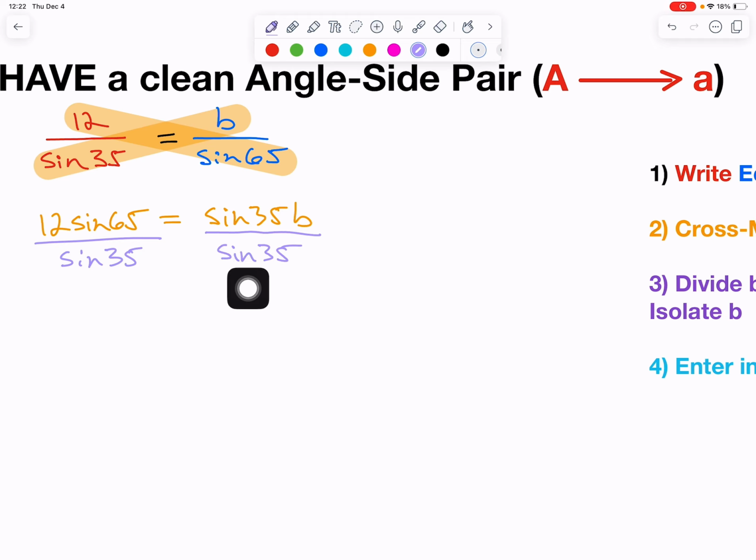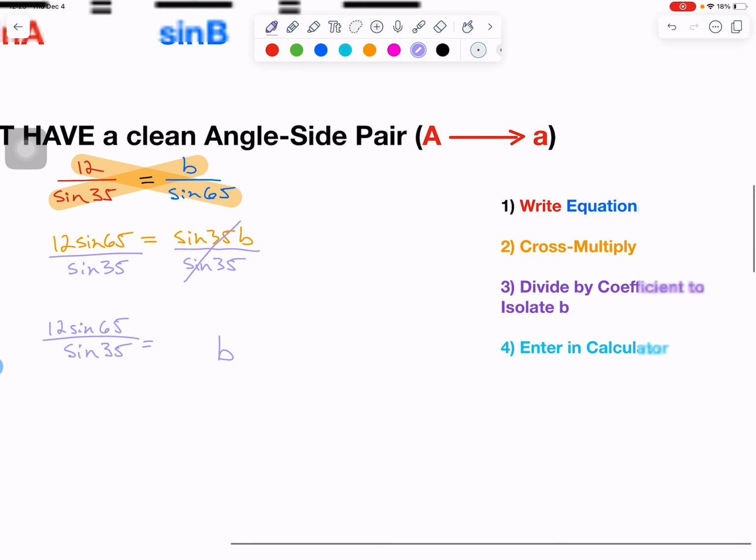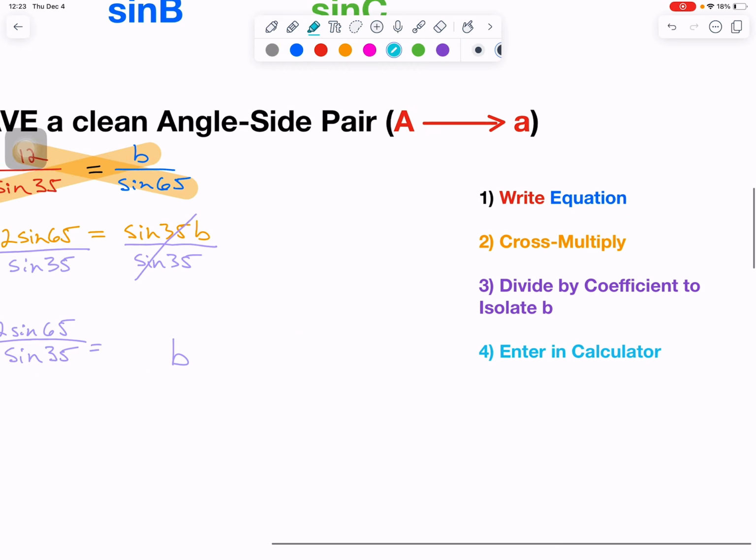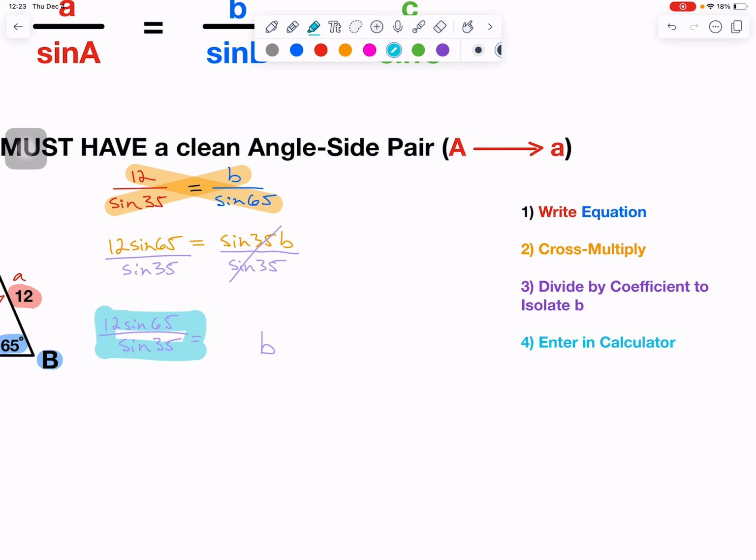All right, sine 35 over sine 35, that's going to give us our awkward sideways one, but it just leaves us that b by itself. Now from here, you can just plug this into your calculator. I'm just going to rewrite it for the sake of the steps. So b equals 12 sine 65 over sine 35. That's saying, oh, I completed the entire step. And again, it's kind of like one of those things you really don't have to do, but I'm adding it on the explanation.